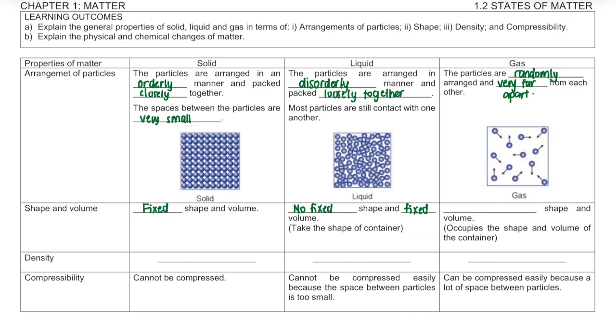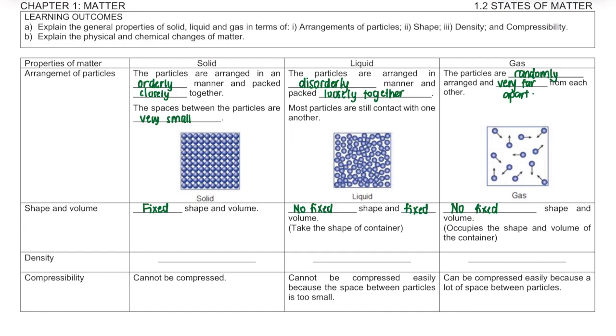For example, for water, we have 10 ml or 100 ml of water, but for the shape, it will follow the shape of the container. If your container is square, then the water will follow the shape of the square. If your container is a circle or round shape, then it will follow the shape of the circle itself. And for gas, there is no fixed shape and volume. So that is for the shape and volume for solid, liquid and gas.